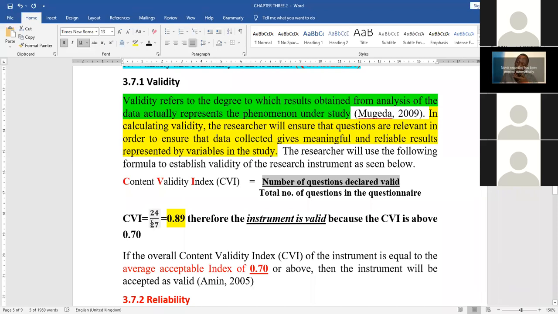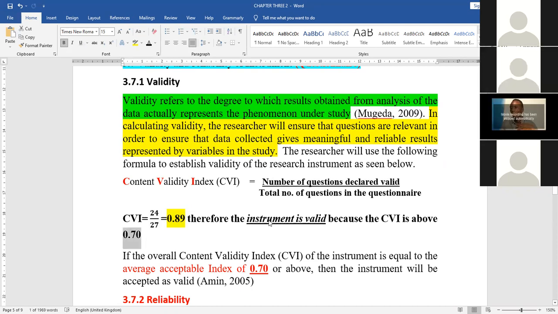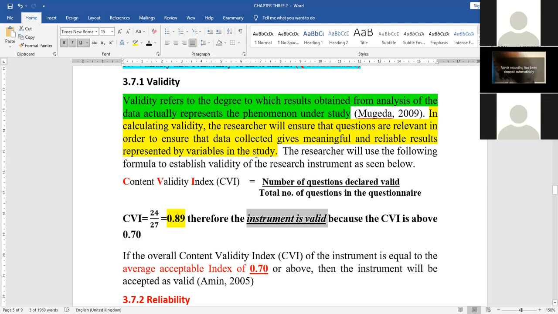So that's how we got 24, meaning that 3 questions were difficult for the people. Because our whole questionnaire has how many? It has 27 questions. But if we have 24, it means that 3 of the questions were difficult for most of the people who filled in our questionnaire. So what you do, you get 24 divided by 27, and then you come up with 0.89. Now how do you know that the instrument is valid or not valid? If you get an answer that is above 0.70, then it means that the instrument is valid. If you get a number that is less than 0.70, then it means that the instrument is not valid.